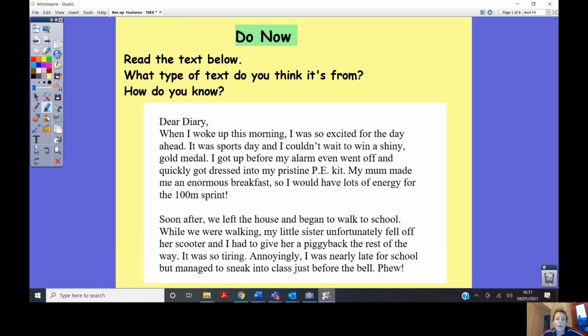Okay, so what type of text do you think this is from? Big clue at the top. It's from a diary. And how do you know? Well, there's a lot of different features we are going to identify today, but you can probably already think of a number of them already.